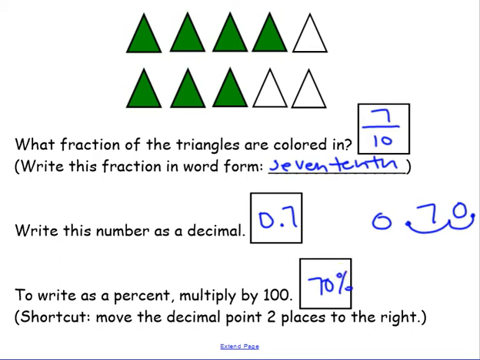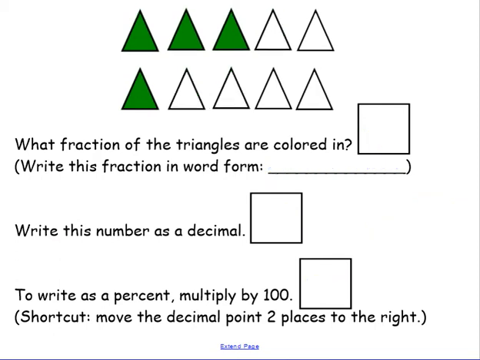Let's try another one. So, what fraction of the triangles are colored in? Well, if you said 4 out of 10, you're correct. How do you say this fraction in words? 4/10. Now, how do you write 4/10 as a decimal? 0.4. Now, how do we change this to a percent?